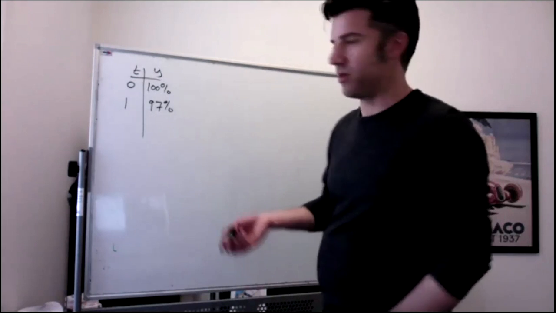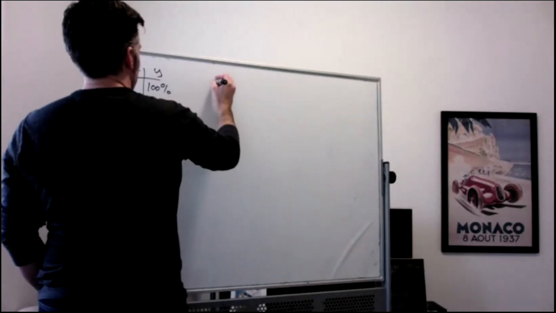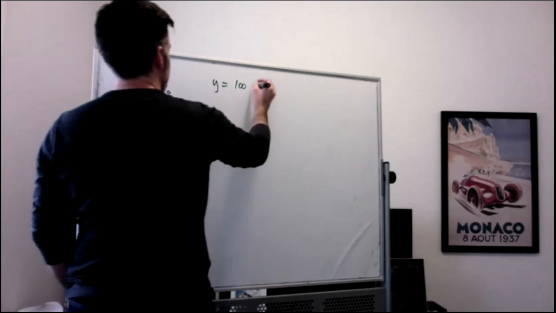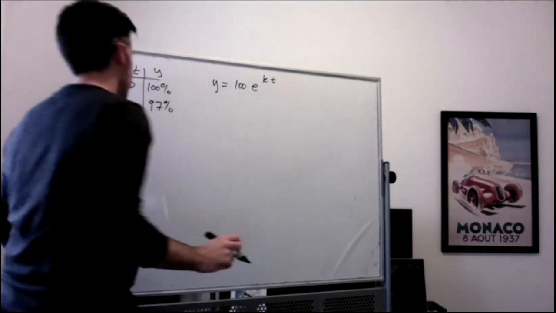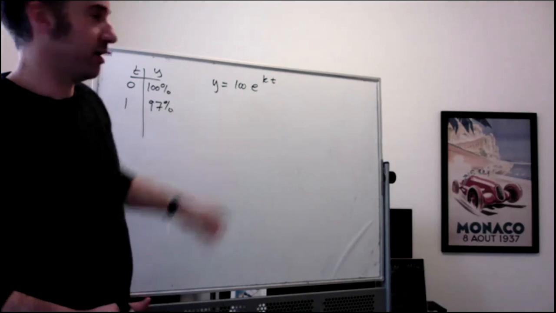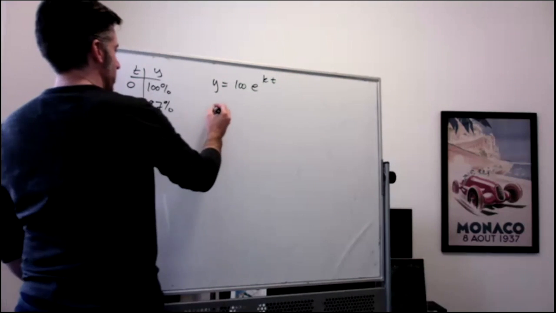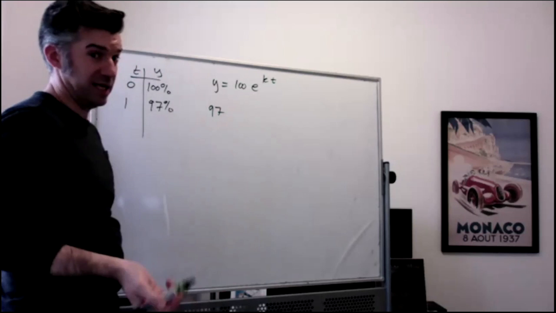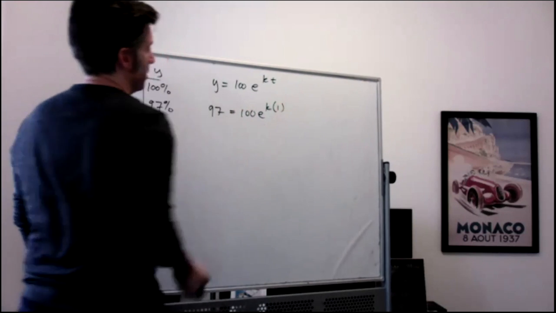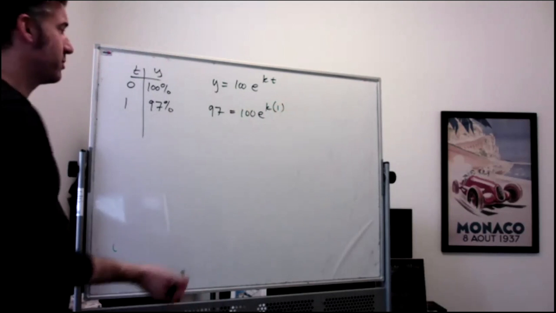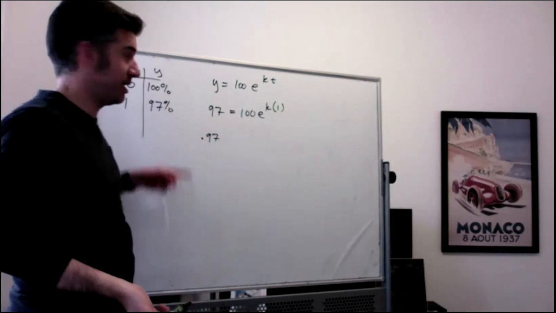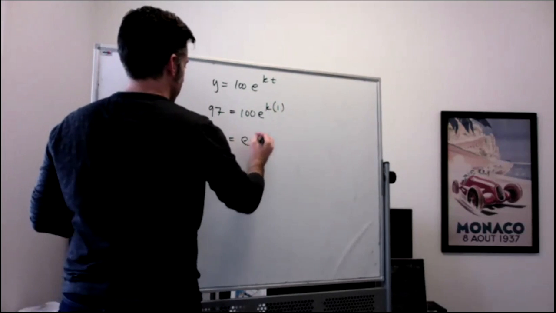But yeah, so here we're going to do y equals 100 e to the kt. I'm just using 100 instead of 100%. Plugging in 100 for y and 0 for t gets me 100 for the c value. And then I plug in 97%. So 97% of 100 is 97, equals 100 e to the k times 1. Divided by 100, you get 0.97. Not surprising, that's 97% as a decimal. Equals e to the k.